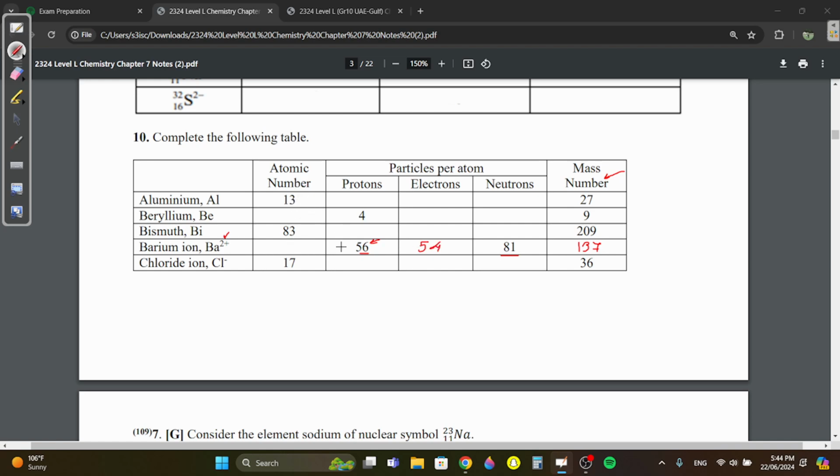What's the atomic number? It's going to be the same as the protons, so 56. Okay. You guys do the rest.